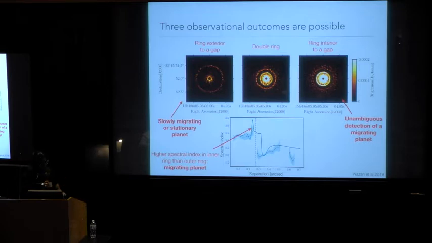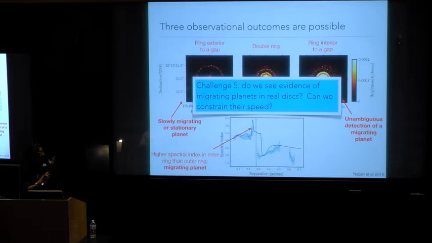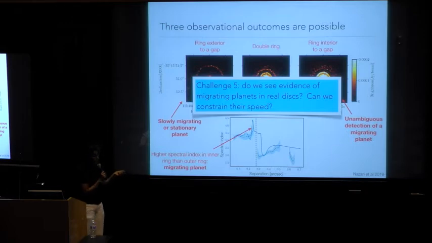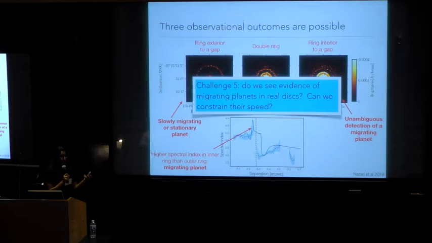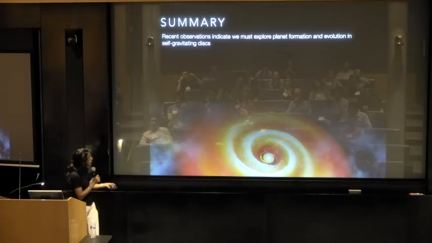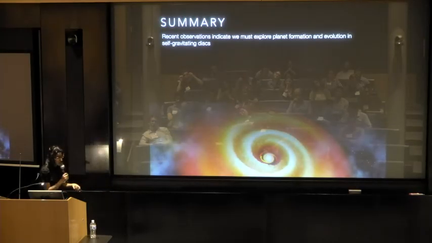So this brings me to my final challenge, where I think we need to address. Well, this is the first part, is really a challenge for observers. Can we actually see evidence of migrating planets in disks? But the second part is, can we actually, as theorists, figure out if we can even constrain the speed of those migrating planets? So with that, I'd like to bring you to my summary slide.